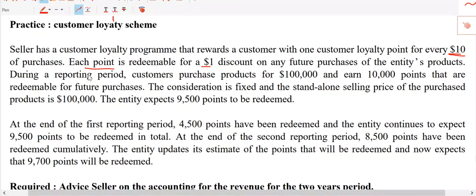During a reporting period, during a year, the customer purchased product for $100,000. So this may be many customers combined, and they earn 10,000 points that are redeemable for future purchases. Consideration is fixed. The standalone price for the purchased product is $100,000. So the product is 100,000, the points 10,000. So we have $100,000 collected from customer.